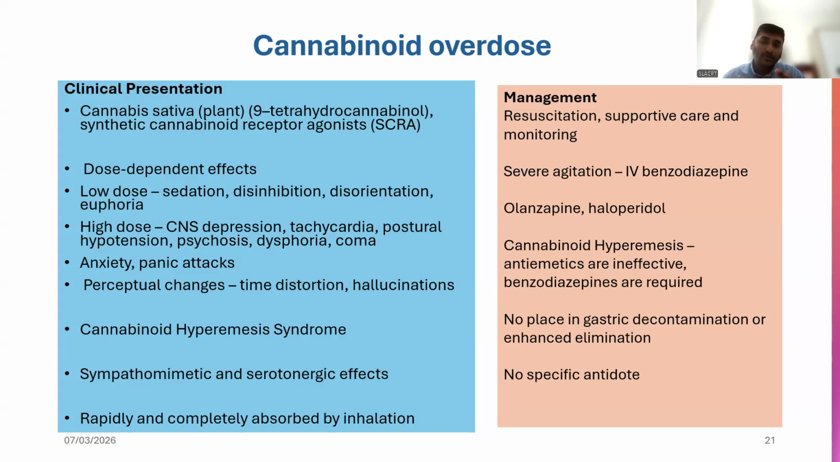So when there is a cannabinoid overdose, for severe agitation, the drug is IV benzodiazepine. We don't have any specific antidote for cannabinoid overdose as well. And because of the way that the drug is used, it is smoked or snorted, there's no place for gastric decontamination or enhanced elimination in this case.